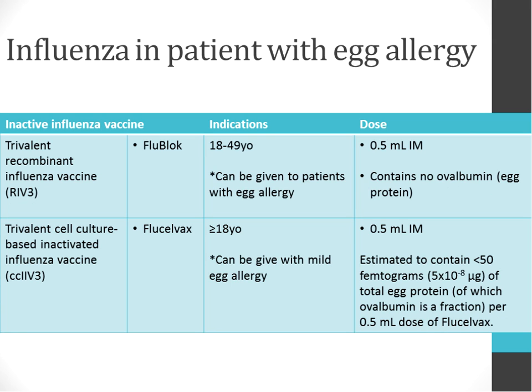There are newer influenza vaccines for patients with egg allergies. The Flublok does not have any egg albumin or protein in it. These can be given to patients with severe egg allergies. The trivalent cell culture-based inactivated influenza vaccine has some, but it's less than the other influenza vaccines available. So this one can be given to patients with a mild egg allergy.